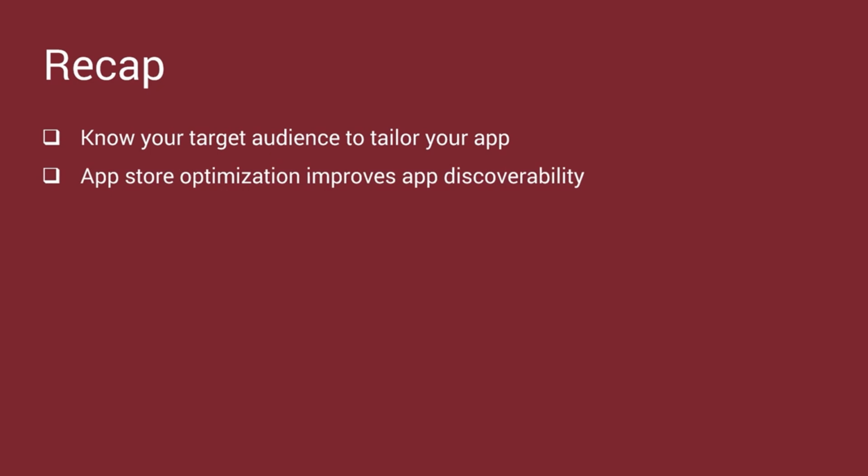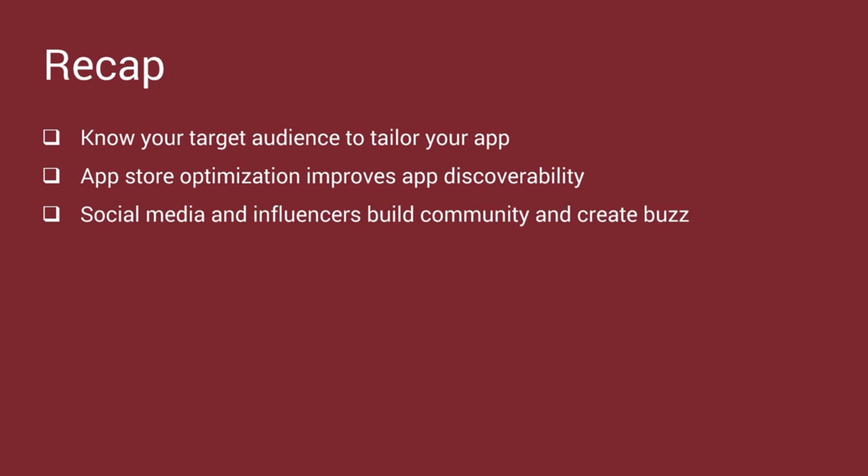In this video, you learned that by using the knowledge of demographics and interests of your target audience, you can tailor the app features to suit the user needs. App Store optimization improves app discoverability through the use of relevant keywords, engaging visuals, and encouraging positive reviews. You also learned that social media and influencer marketing play critical roles in promoting your app by building a community and creating buzz around the app.